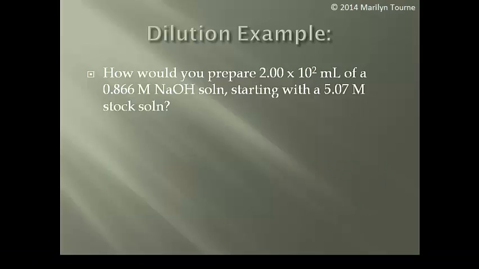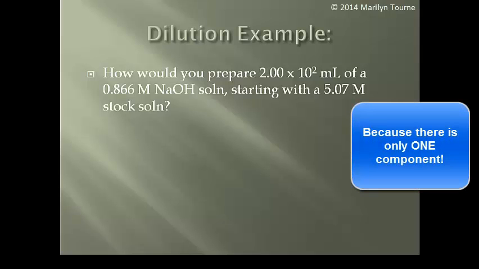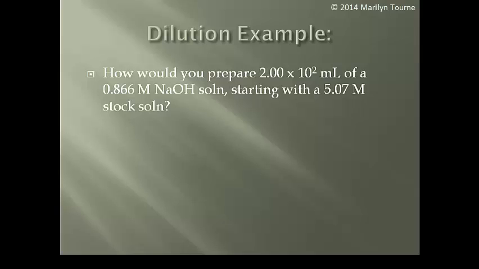Here's an example where you would use the dilution equation, M1V1 equals M2V2. The question reads, how would you prepare 2.00 times 10 to the second milliliters of a 0.866 molar sodium hydroxide solution, starting with a 5.07 molar stock solution? So first things first, you have to realize that this is a dilution problem. So you're starting with a 5.07 molar stock solution and you want to dilute it to 0.866 molar.